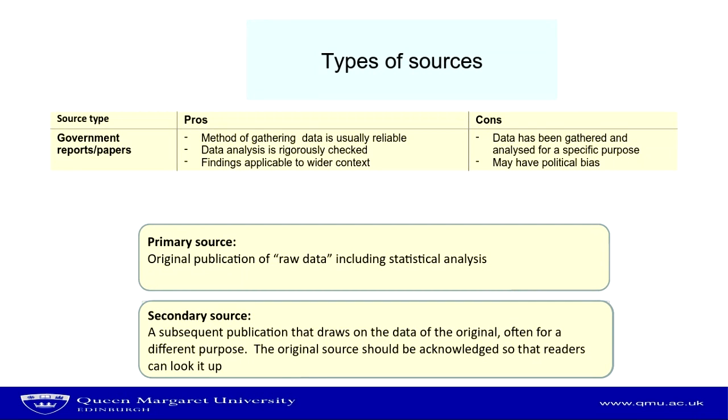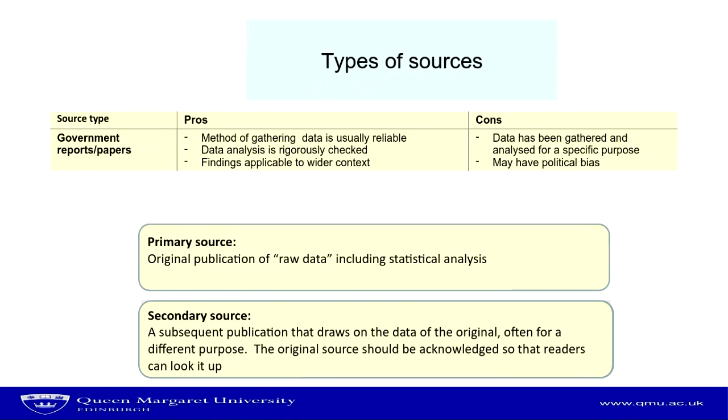Last in the list, we have government reports and papers. The pros include that the method of gathering data is usually reliable, and the data analysis is thoroughly checked, and the findings are often applicable to a wider context. Cons include that the data has been gathered and analyzed for a specific purpose, and they may have a political bias.